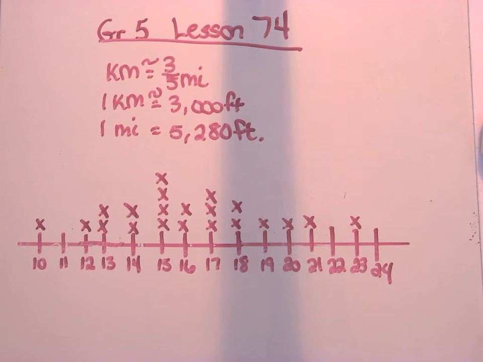All right, fifth grade, this is lesson 74, and today we are talking about measurement and units of length. If you look in your book on page 480, you have a chart at the top that talks about units of length. We've talked about those: 12 inches equals 1 foot.